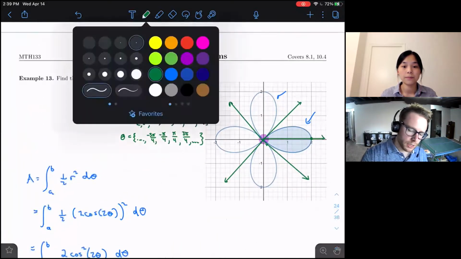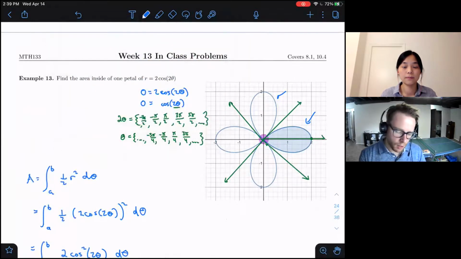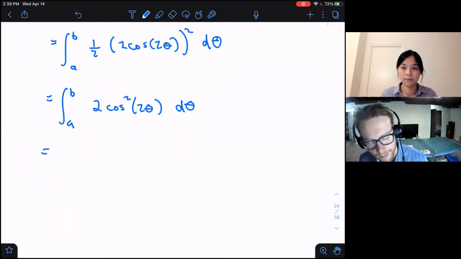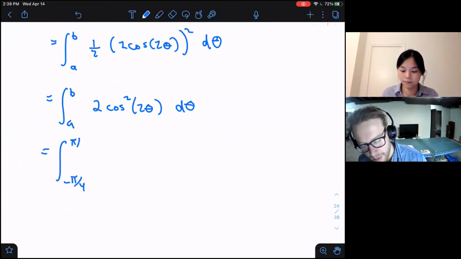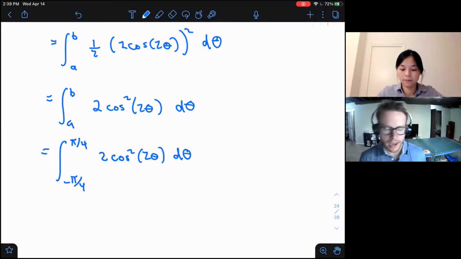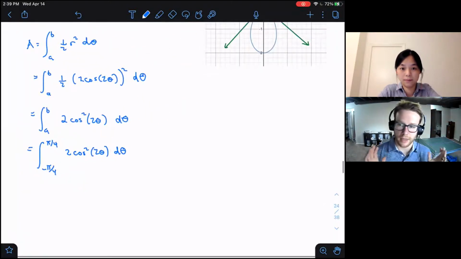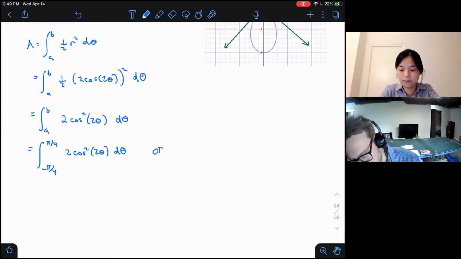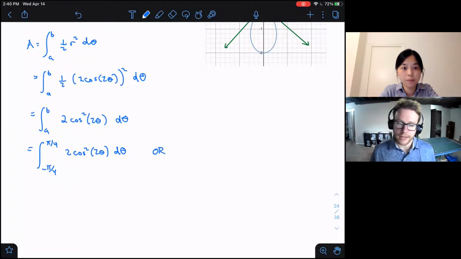And so we certainly won't have time to finish this all, but one good setup for this would be the integral from negative pi over 4 to positive pi over 4 of 2 cosine squared of 2 theta. This right here would be a good setup that would give you the correct answer.